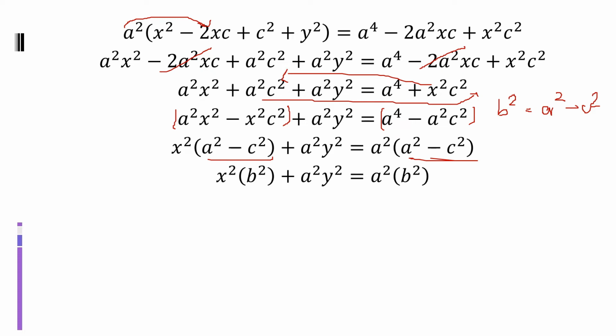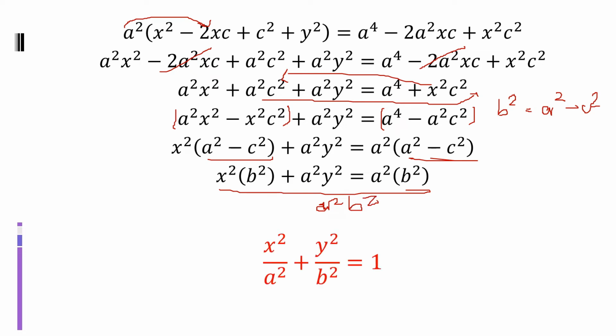And if we divide everything by a squared b squared, what happens now? This becomes x squared all over a squared plus, eto, a squared, tsaka a squared matatanggal yan. So we have y squared over b squared equals, eto naman, magiging iisa na lang, equals 1. And this is now the equation of the ellipse with center at 0, 0.